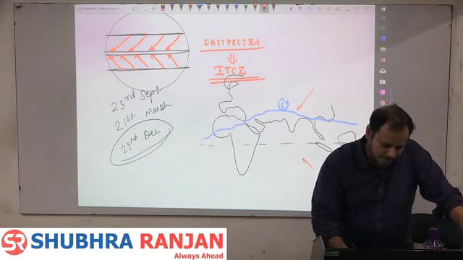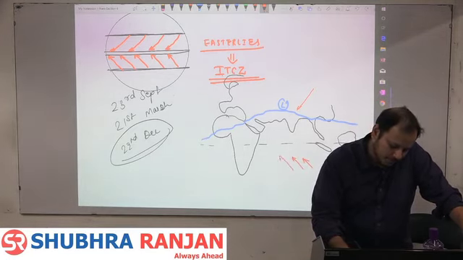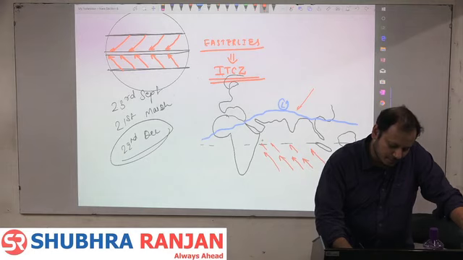So by the Coriolis force, they deflect through the left, and once they cross the equator, by the Coriolis force, they will get deflected to the right. Getting it? Fine?